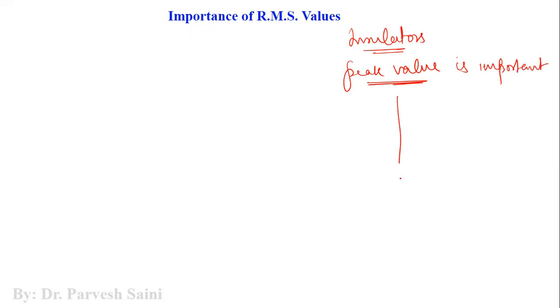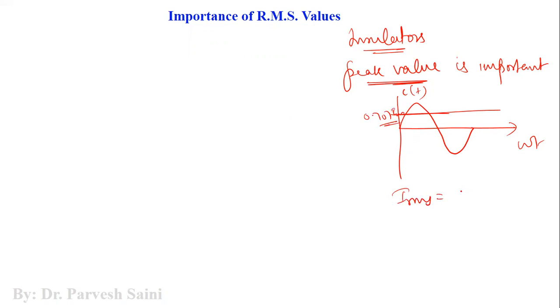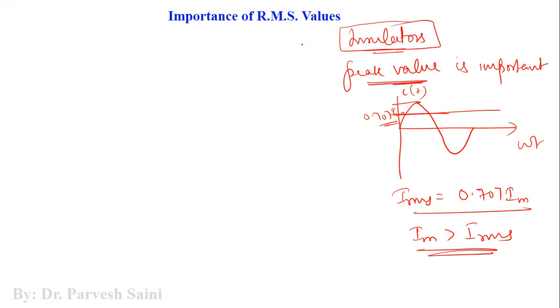right? Because if you see a sinusoidal signal, let us say a current, the RMS value will be 0.707 of the peak value. The RMS value of a sine wave is 0.707 of its maximum value, the peak value. So the peak value is always greater than IRMS. So whenever insulation is designed or insulators are concerned, we do not consider the RMS value. This is not considered.